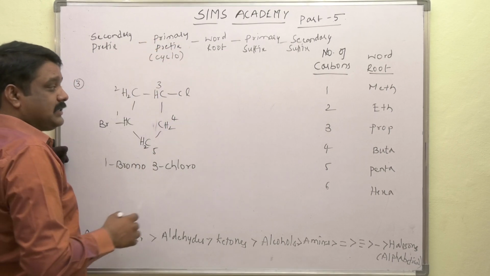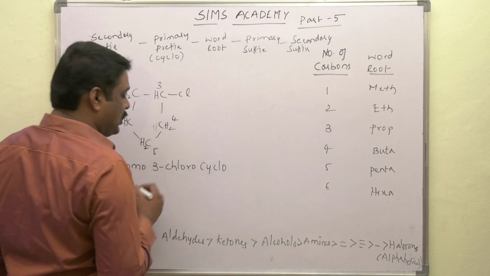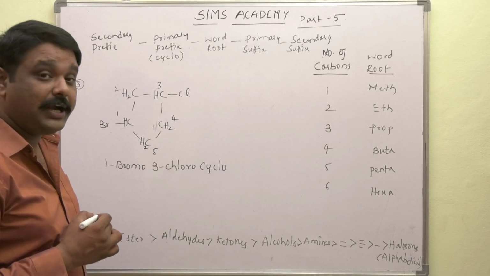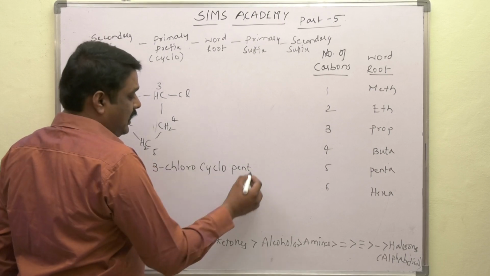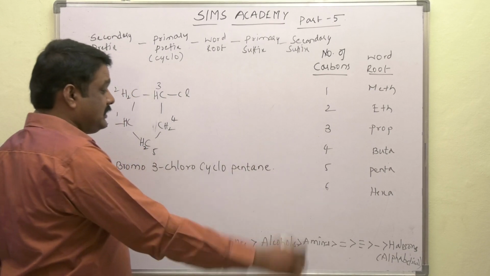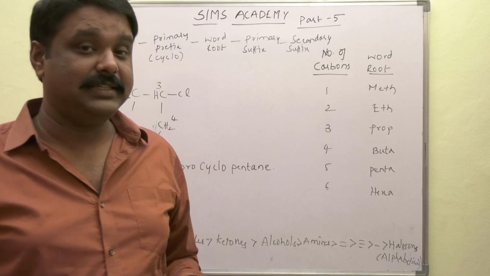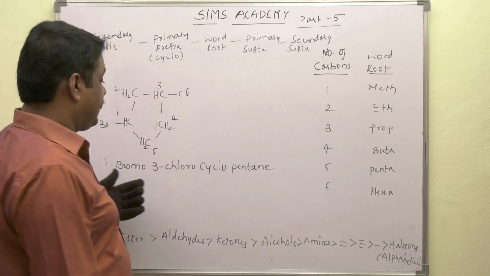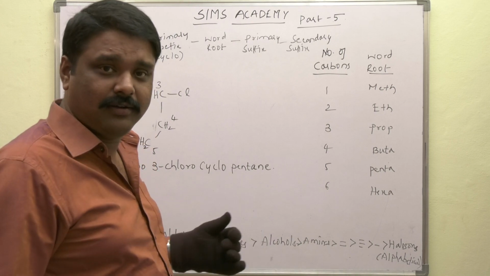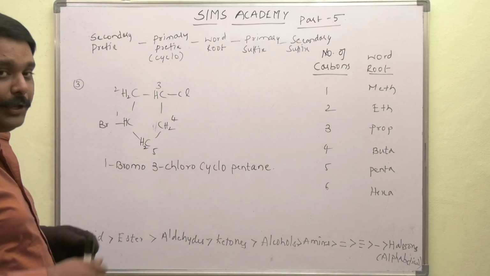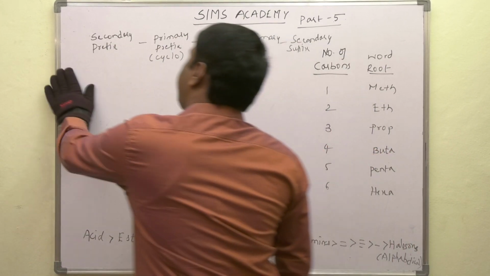Coming to primary prefix, is it a cyclic compound? Yes. Hence, mention it as cyclo. Coming to word root, what is the word root? 5 carbon atoms, pent, all are single bonds, and no secondary suffix is being given. Understood? Do you understand? Okay, I hope you understood. Let us move on to the next example.